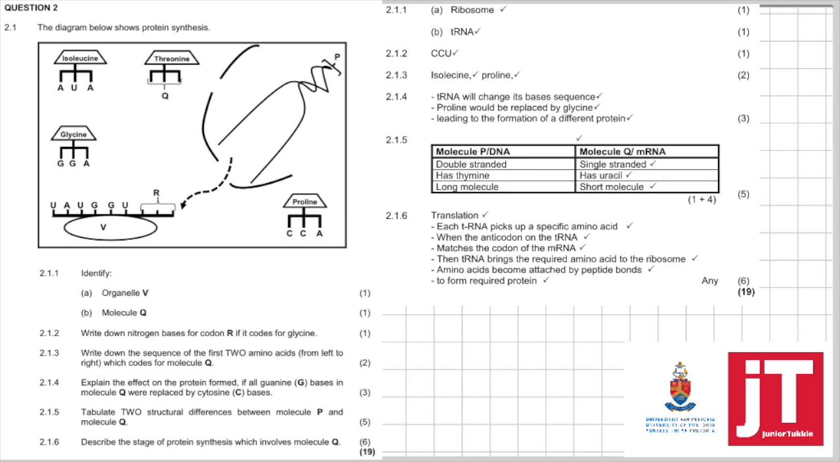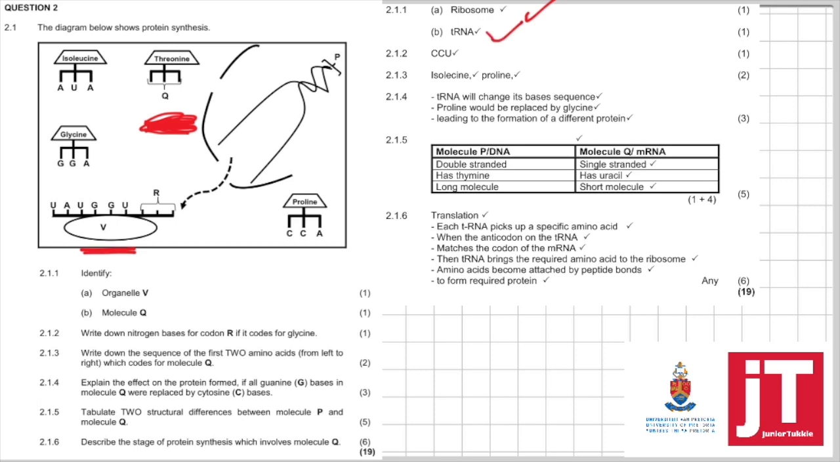2.1. The diagram below shows protein synthesis, as you can see in the diagram. 2.1.1a. Identify organelle V. Organelle V is here. That, of course, is a ribosome. 2.1.1b. Molecule Q. Can you see? Obviously, it carries the amino acid, so that's tRNA.